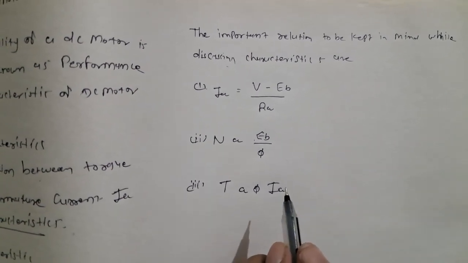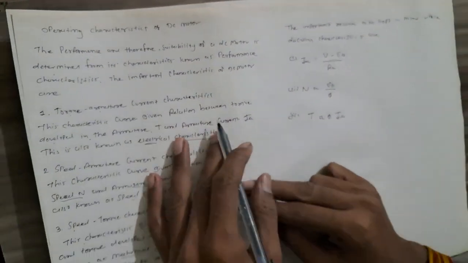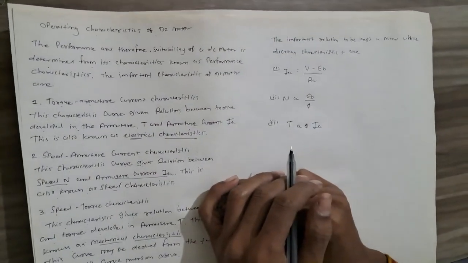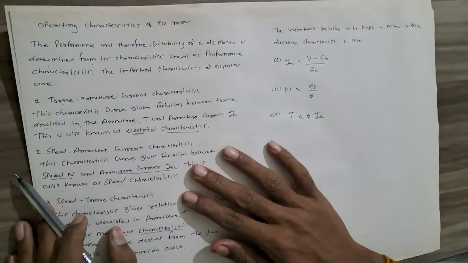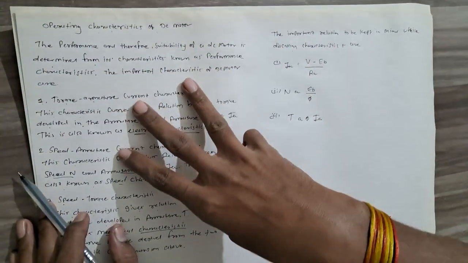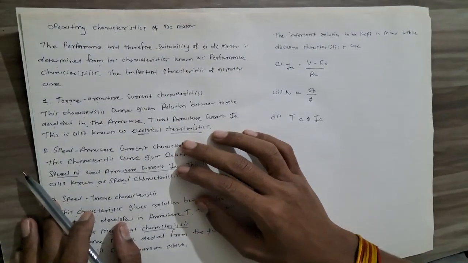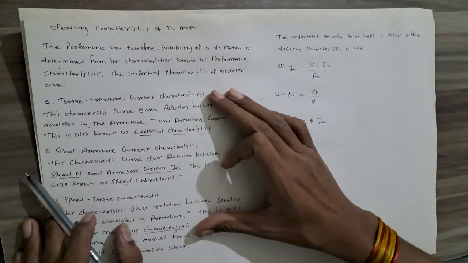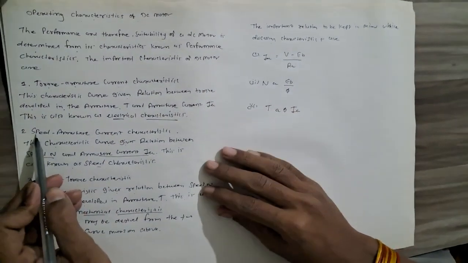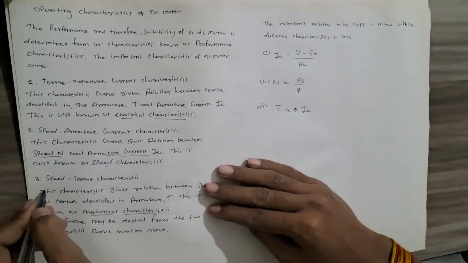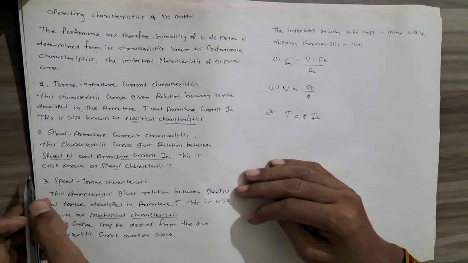Okay, so in this video we covered the topic operating characteristic of DC motor. The three important characteristics of DC motor are the torque armature current characteristic, second is the speed armature current characteristic, and third is the speed torque characteristic.